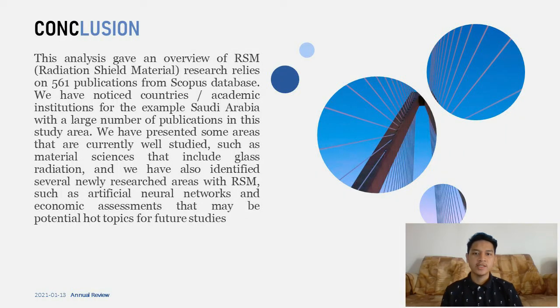For the conclusion, this analysis gave an overview of RSM research relying on 561 publications from Scopus database. We have noticed that countries or academic institutions, for example Saudi Arabia, have a large number of publications in this study area. We have presented some areas that are currently well studied, such as material sciences that include glass radiation, and we have also identified several newly researched areas with RSM, such as artificial neural networks and economic assessments that may be potential hot topics for future studies.